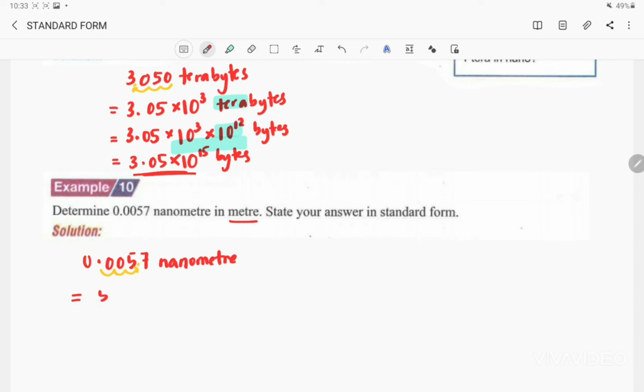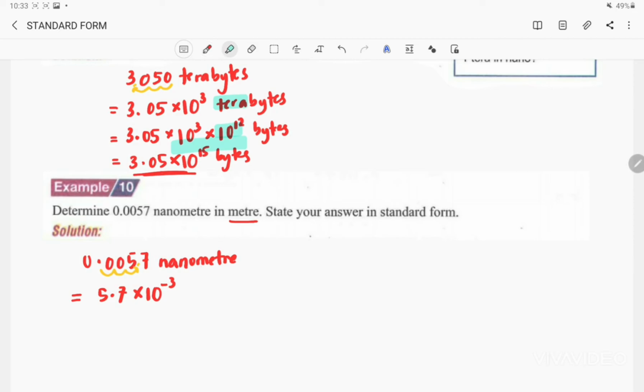Jadi kat sini dia akan jadi 5.7 times 10 power of negative 3. Sebab asal dia number yang less than 1. Kita tukarkan number itu kepada more than 1. That's why index tu akan jadi negative.